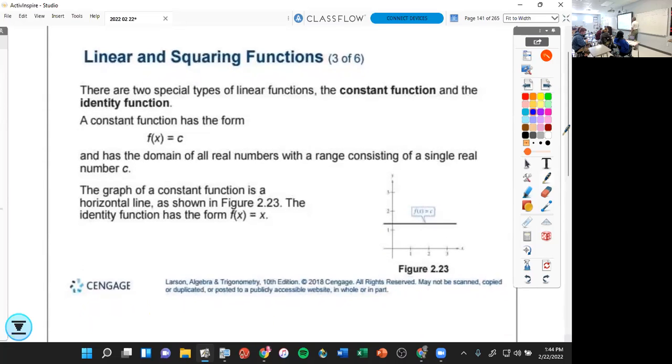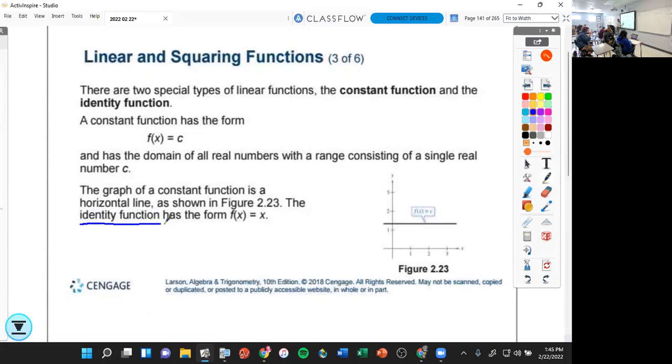Two special types of linear functions, the constant function. The constant function is just a horizontal line because it's a constant, right? Domain. What's the domain of this line? All real numbers. What is the range of this function? C, right? Whatever that number happens to be. Yeah. Okay.